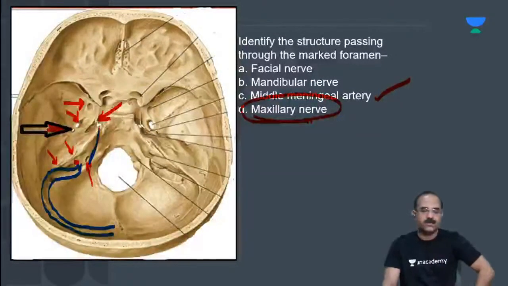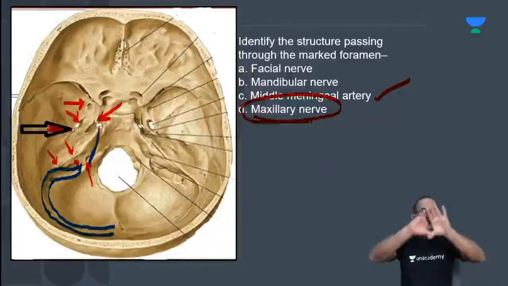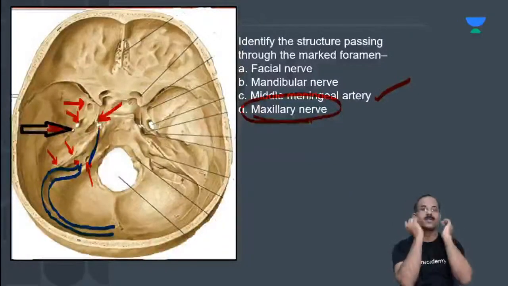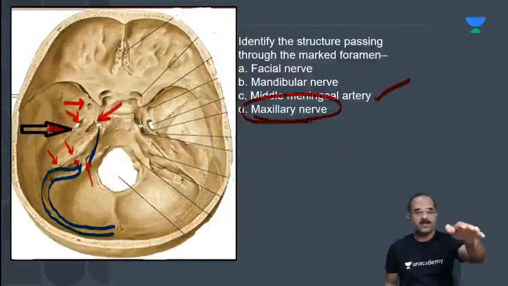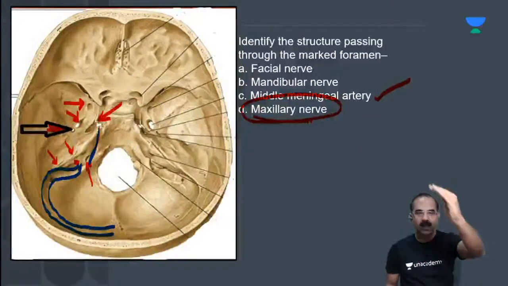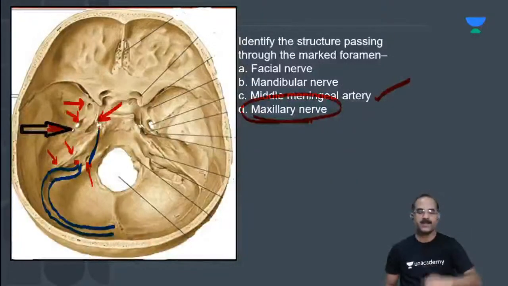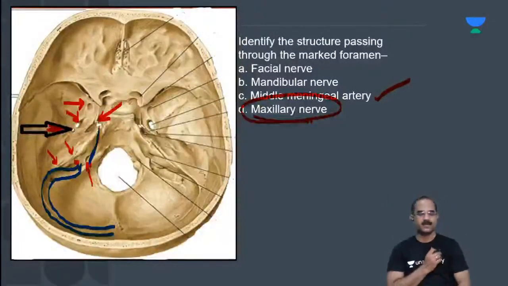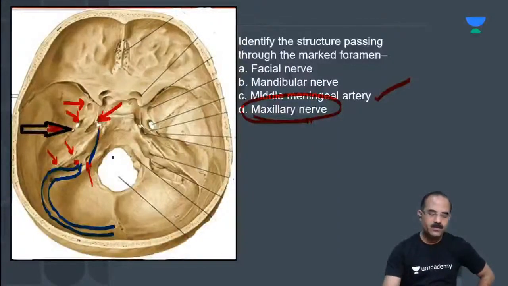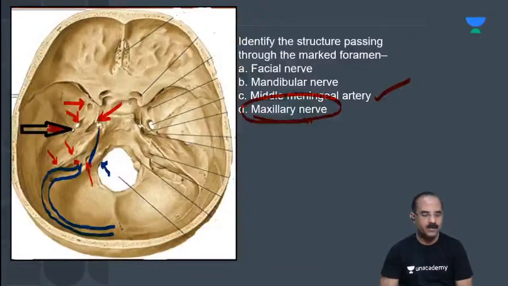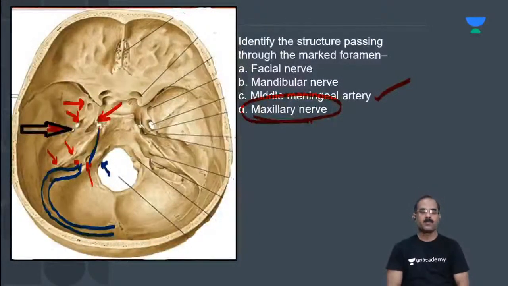Internal jugular vein. Okay, so the jugular foramen is divided into 3 compartments: anterior, middle, and posterior. Anterior compartment, what passes is the inferior petrosal sinus. Middle compartment, what passes is the 9th, 10th, and 11th cranial nerves, and the posterior compartment, what passes is the sigmoid sinus. What is this big foramen? Foramen magnum. And what is this foramen on both sides? That's the hypoglossal canal.